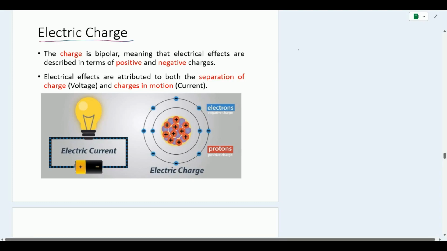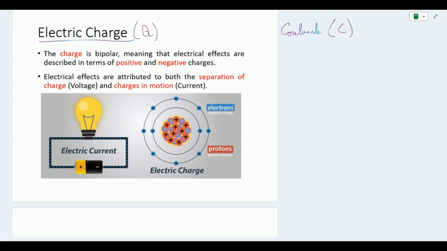So you might have heard about the charge in your early education levels in physics courses, that charge is represented by unit coulomb. We write it as C as its unit. Normally we represent charge with a symbol of Q. So what is basically a charge? Charge is something that we associate with properties of matter.